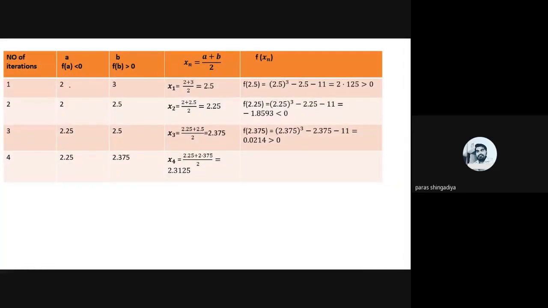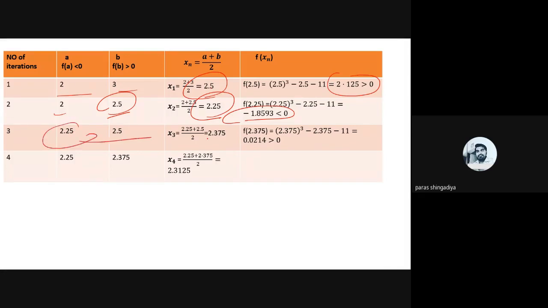Okay, so this is the solution of this one: 2 and 3, then 2.5, and that is the output of this one. Then replace 3 with 2.5 because it is positive. So 2 and 2.5 is our new interval. Find x2, 2.25, and check its output: minus 1.8593.